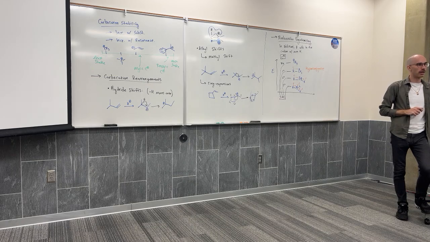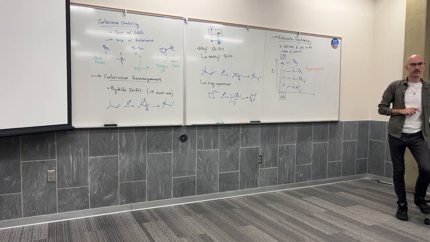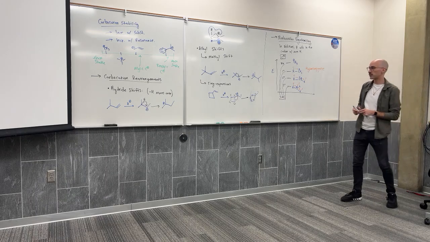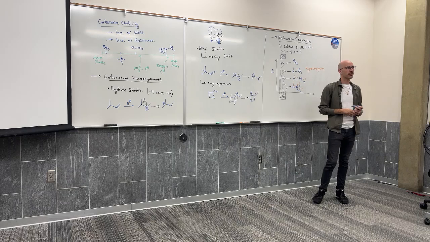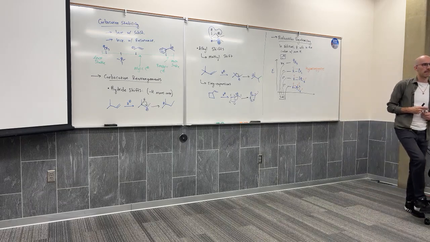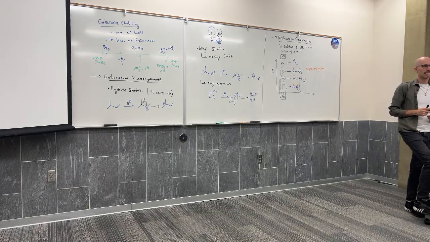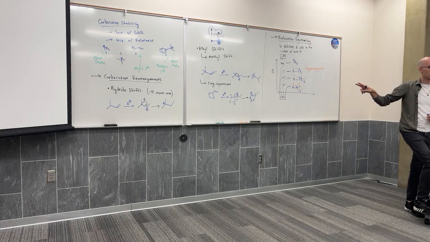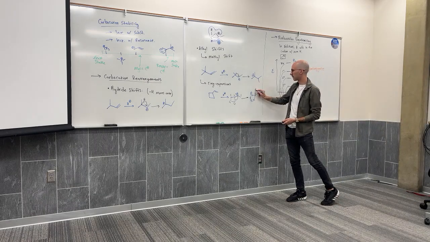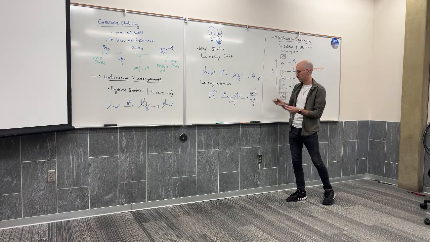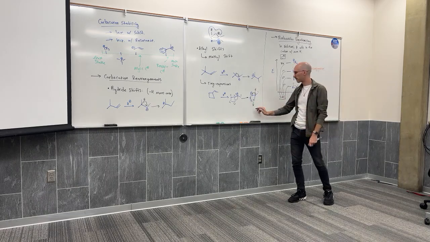So who has lost a bond? Not carbon 1. Carbon 1's not really involved in any of it, actually. Carbon 3 has lost a bond. So the positive charge is now on this secondary carbocation. And what do you think would happen from there? There's a secondary carbocation adjacent to a tertiary carbon. So now this hydrogen on carbon 2 will go through a hydride shift.